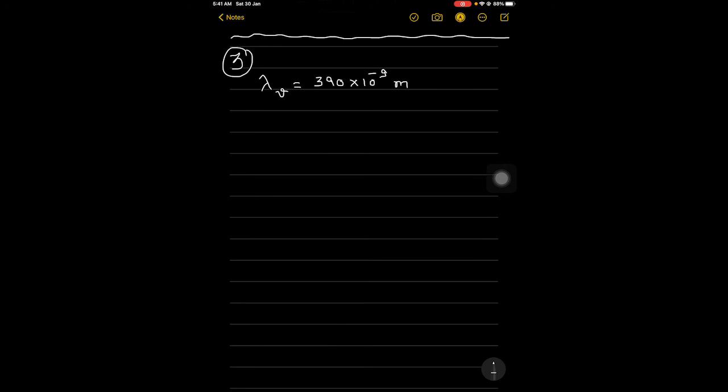About 550 nanometer for the average wavelength of yellow green color. So lambda of yellow green is about 550 into 10 raised to minus 9 meter, and about 760 nanometer for red color. So lambda red is about 760 into 10 raised to minus 9 meter.